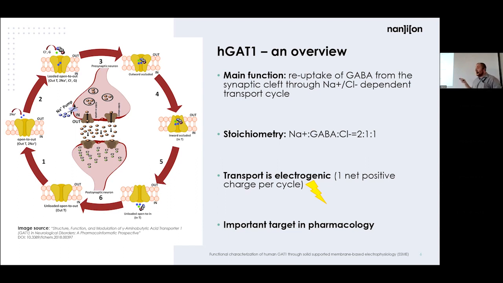The transport anyway is electrogenic, so that's very good, and we can use electrophysiology to characterize this protein. And also this is an important target in pharmacology because a lot of diseases are associated with dysregulation in GABA homeostasis.